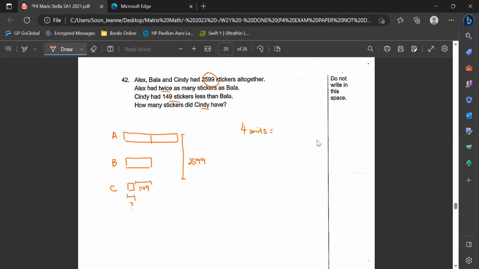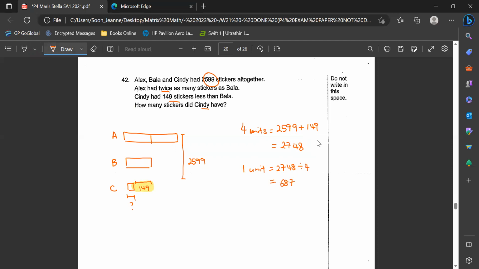If Cindy is also 1 unit, it will actually make the whole model become 4 equal units. So in order to find the value of 4 units, you have to take 2599 plus 149. Patch up this one. If I were to highlight it, you can see that if I were to write, have this for Cindy, it will be the same as Bala, 1 whole unit. So 2599 plus 149 will be 4 equal units, which is actually 2748. Look for 1 unit. 2748 divided by 4 is actually 687.